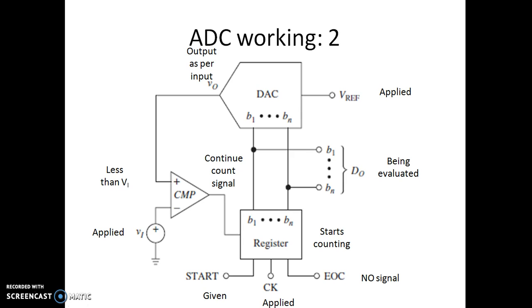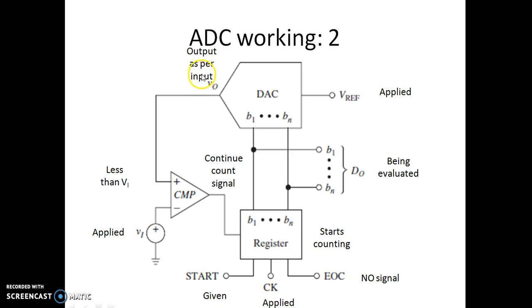When it goes to the next step, this will keep on evaluating. The count will keep incrementing. For every increment, you are going to get a different output voltage. You are comparing that with the applied voltage. If it is less than that, the counter will be allowed to continue. If it is allowed to continue, it will go for the next count.